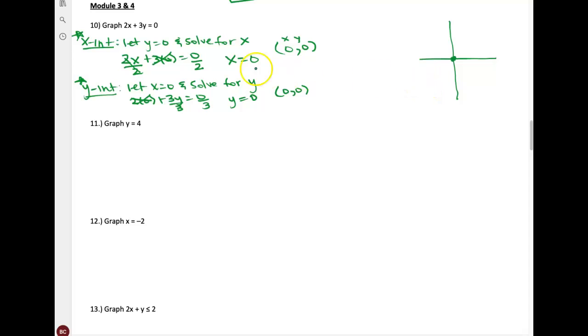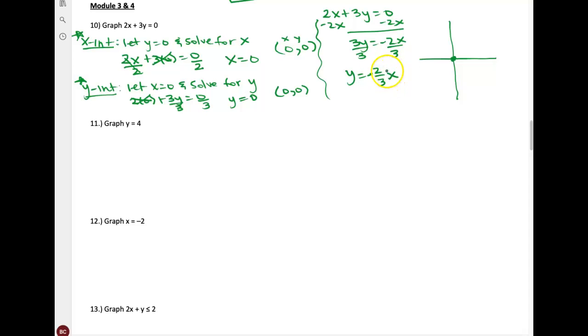Okay? So one of the other ways that you can do this is you can take your equation and get y by itself. So let's do that with this. If I have 2x plus 3y equals 0, let's solve for y and get y by itself. So I'll have 3y equals negative 2x, and then I need to divide by 3. Okay, so y equals negative 2/3 x.